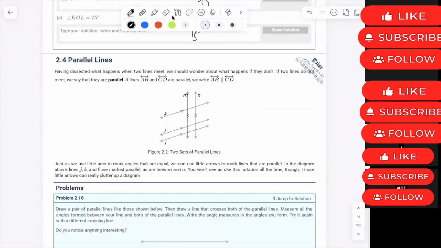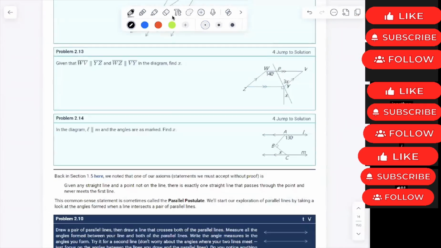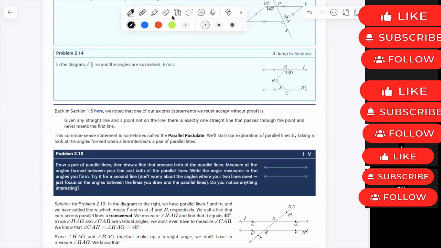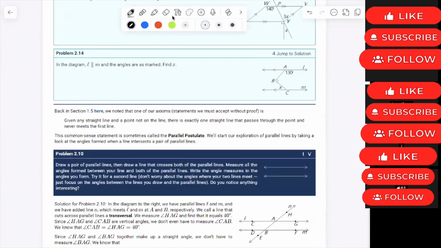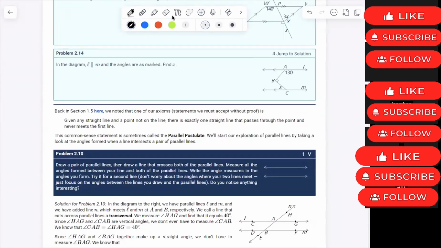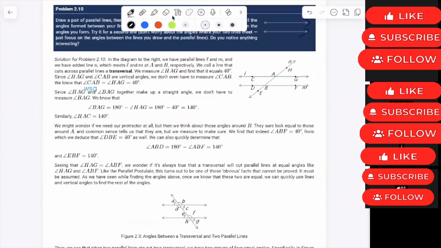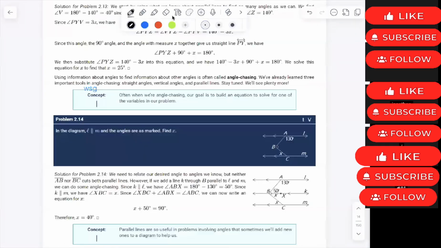And parallel lines, which is pretty obvious, have the same exact slope or the same direction, like this. They go in the same direction. I'm pretty sure you guys understand it.